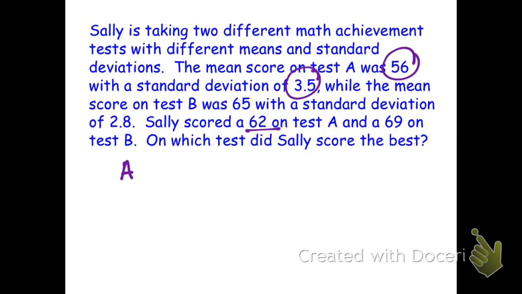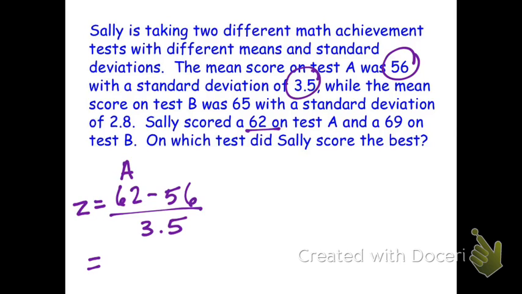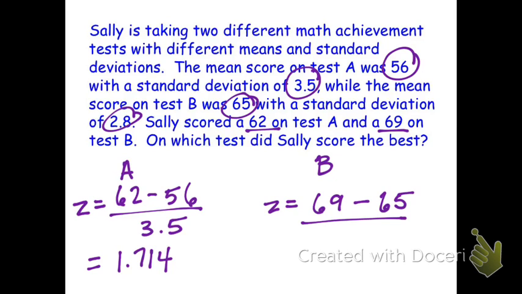Her z-score on test A would be what she scored, 62, minus the class average over the standard deviation. So 62 minus 56 over 3.5. What is her z-score for test A? 1.714. And then her z-score on test B: she scored a 69 minus the mean of 65 over 2.8. What was her z-score? 1.429.